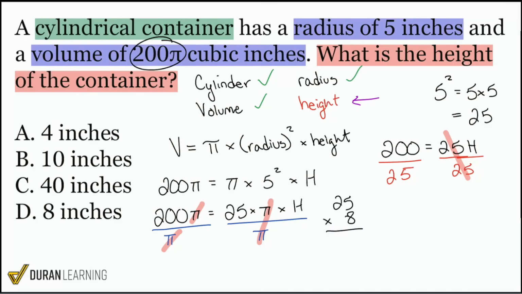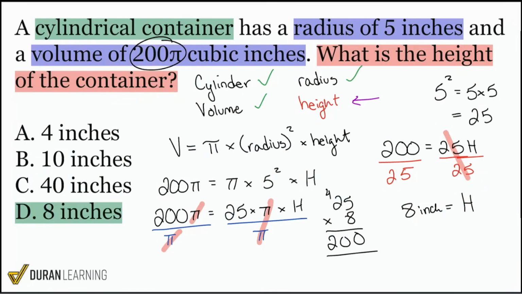25 multiplied by 8. 5 times 8 is 40. 2 times 8 is 16. Carry the 4 is 20, which makes it 200. So that is the right guess there. The height will be 8 inches. And that makes the correct answer here.